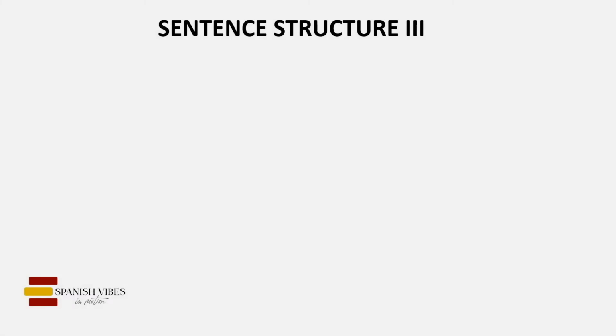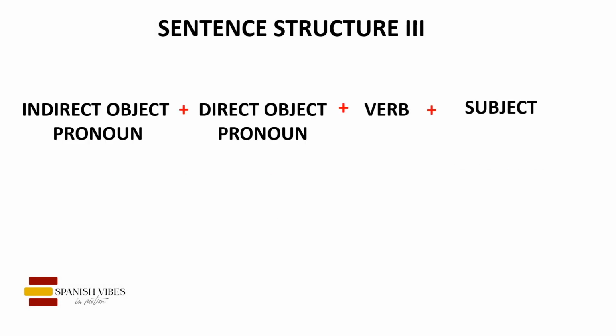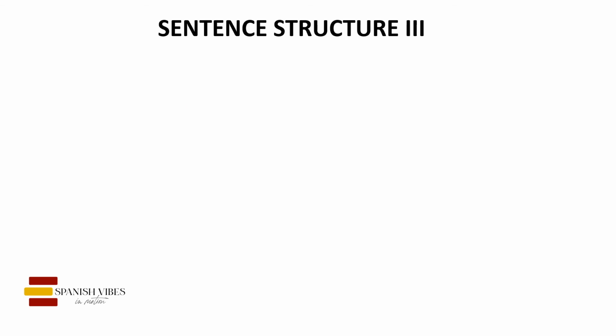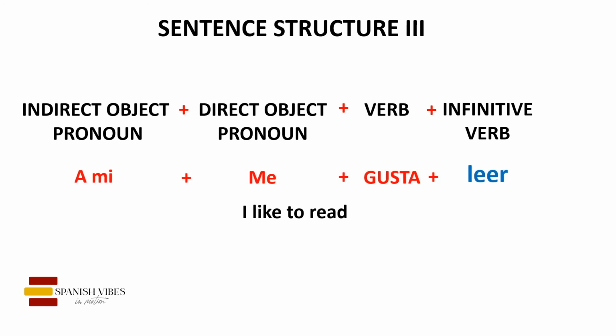In addition to the structure already learned, we can replace the subject by a verb in infinitive, and in this case, the verb becomes the subject of the sentence and it's always conjugated in the third person of the singular. Let's see the examples. As said previously, the sentence a mí me gusta la lectura, which means I like reading, can be replaced by a verb in infinitive, so the sentence turns into a mí me gusta leer.